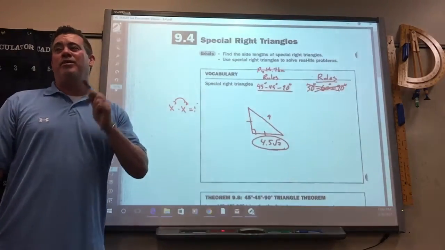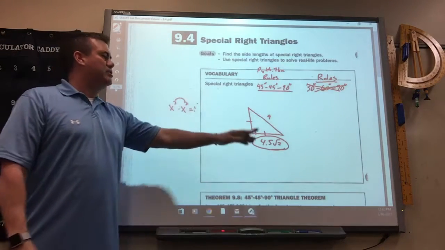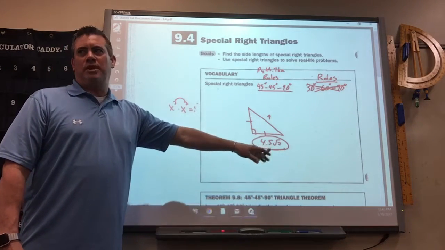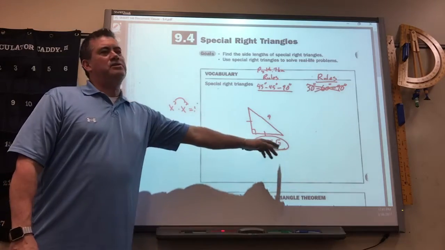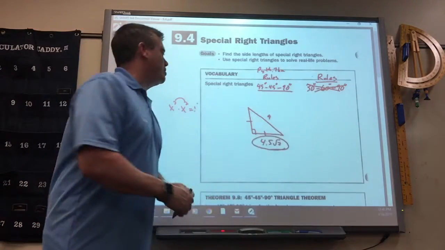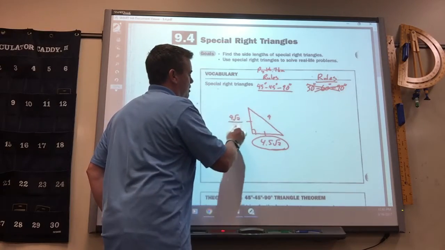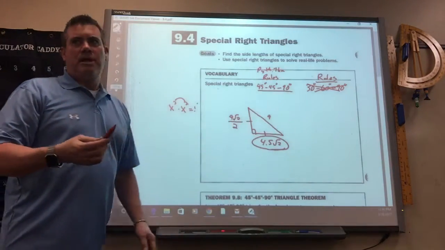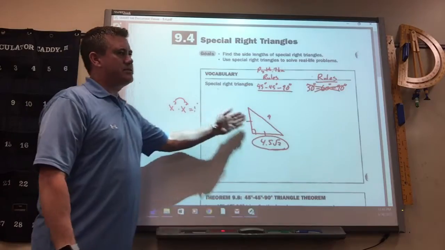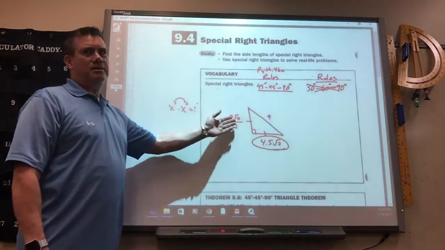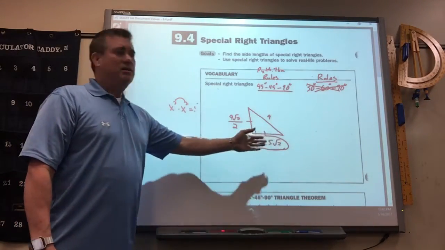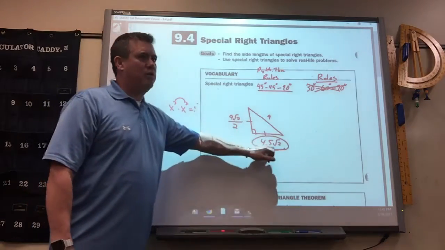Okay, now, in the book though, you can write it this way, 4.5 square roots of 2. But in the book, they write it like this, 9 square roots of 2 over 2. Okay? This and this are the exact same thing, right? 9 over 2 is 4.5.